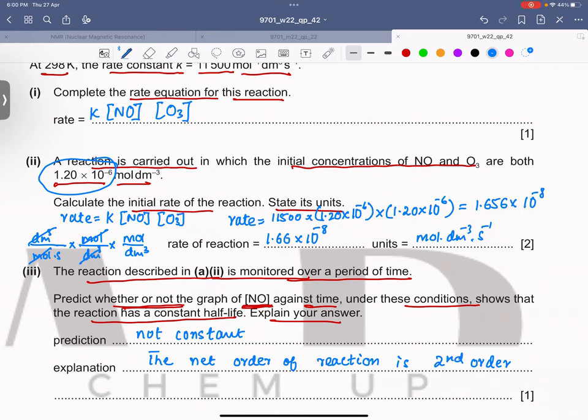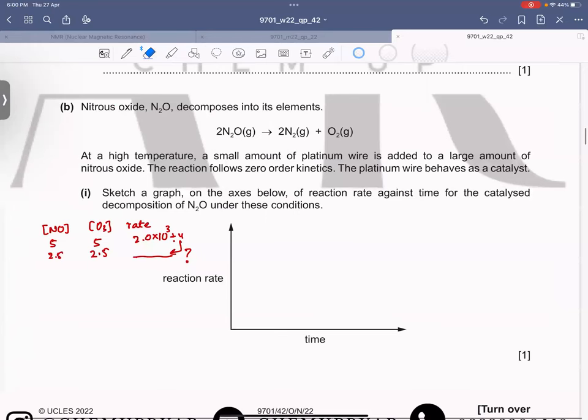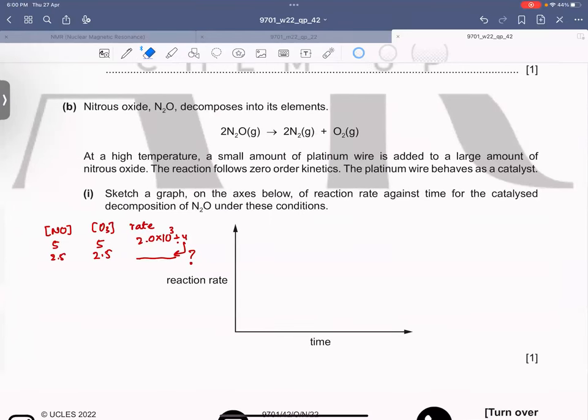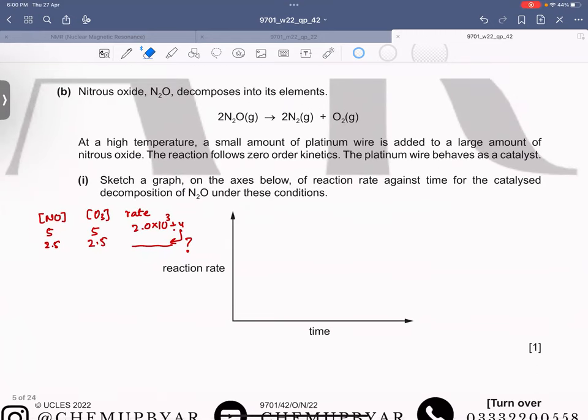Is this clear to everyone? Yes, sir. Sir, would the half-life be decreasing? Yes, because it's a second order, the successive half-lives would be increasing in this case. Okay, now the next part.